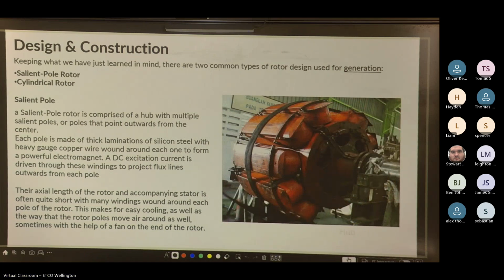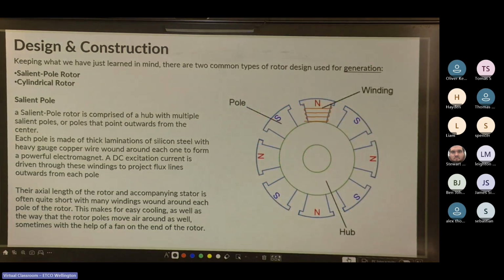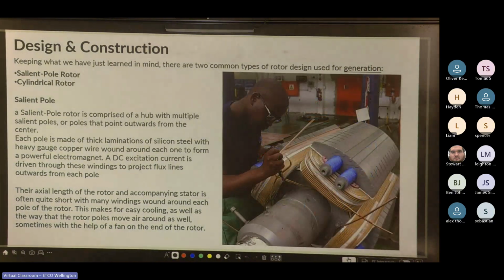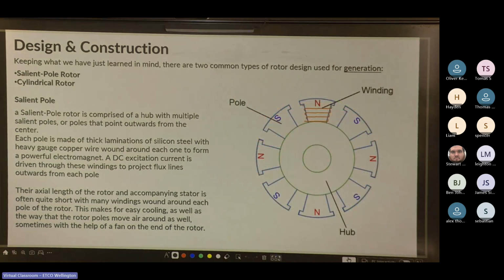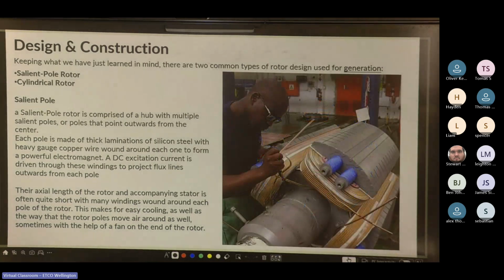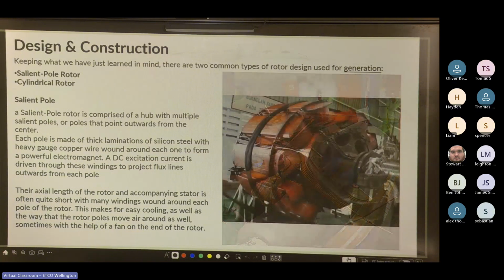A DC excitation current is driven through these windings to project flux lines outwards from each pole. The axial length of the rotor and the accompanying stator is often quite short, with many windings wound around each pole of the rotor. This makes for easy cooling, as well as the way that the rotor poles move air around, sometimes with the help of a fan at the end of the rotor. So they're a lot easier to cool, and they're usually wider and shorter.